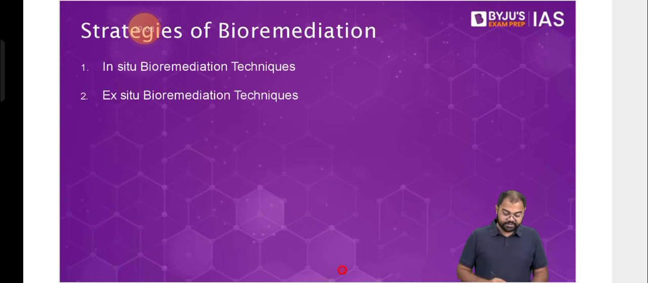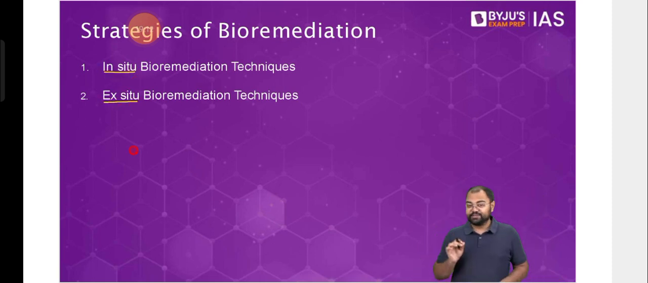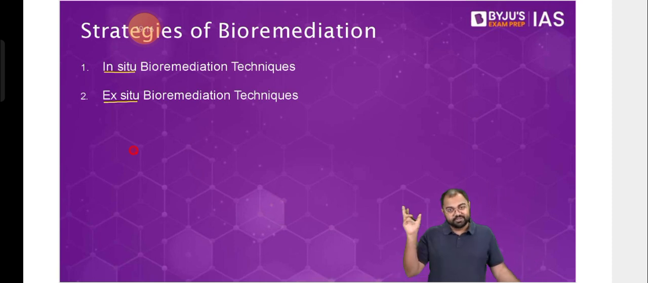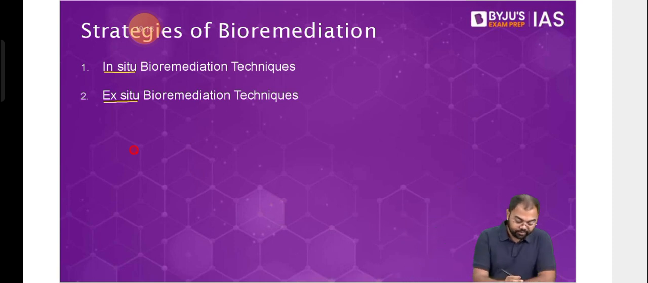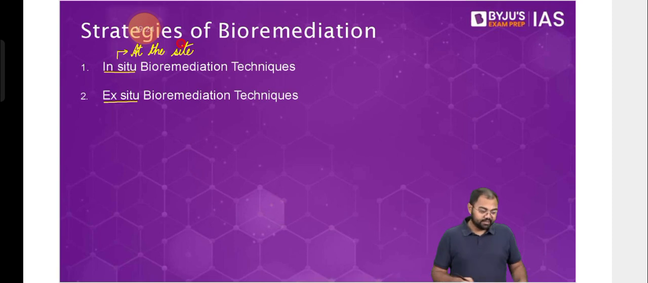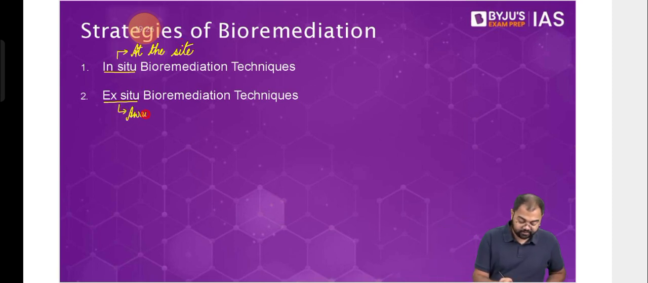Now, in case of bioremediation, there are 2 types: one which is called in situ bioremediation, and another which is called ex situ bioremediation. You might have heard of these terms, in situ conservation and ex situ conservation. These terms are used in the environment and ecology classes, right? The meaning of in situ is at the site. In situ means at the site, and ex situ means away from the site.